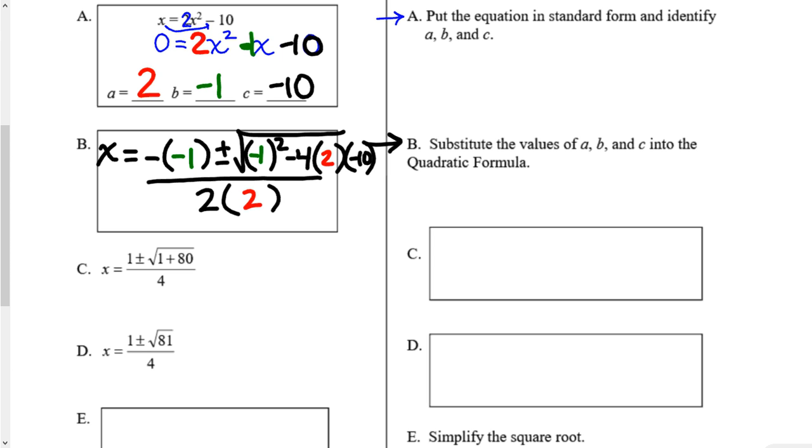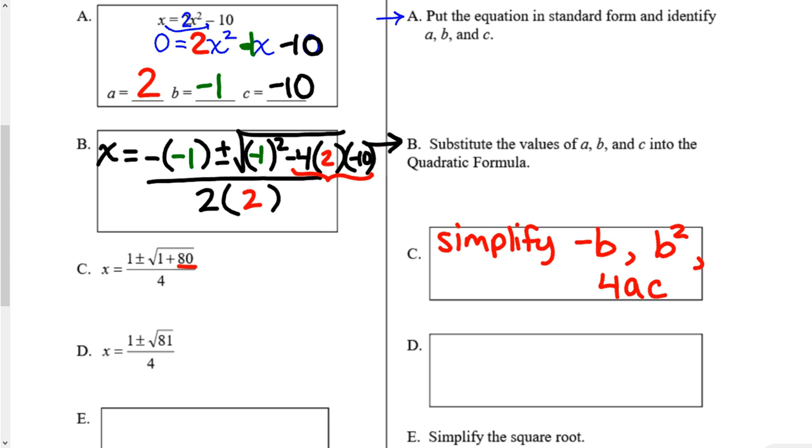So now I need to simplify, and I'm going to make sure I follow the order of operations. The first thing I'm going to do is simplify the opposite of b, because that was out in front, and then I'm going to do my b squared, and then I'm also going to do my 4 times a times c. So my 4ac becomes positive 80, and the other ones just became positive 1.